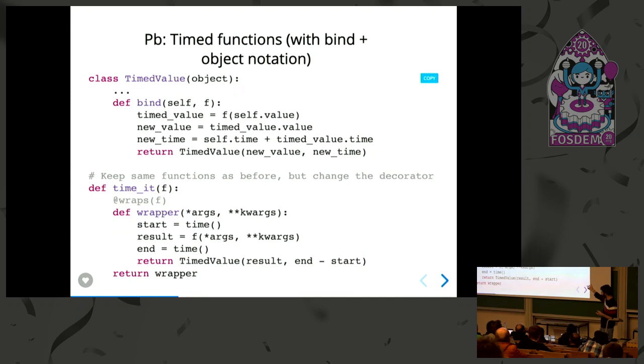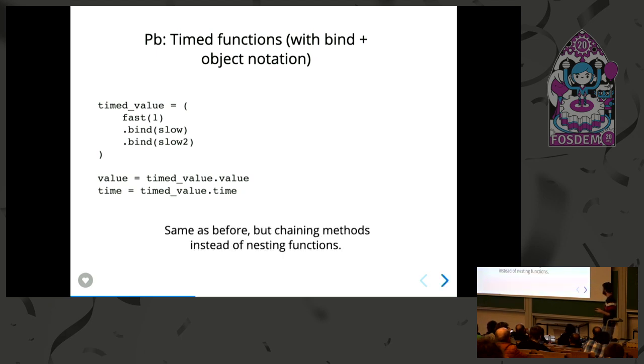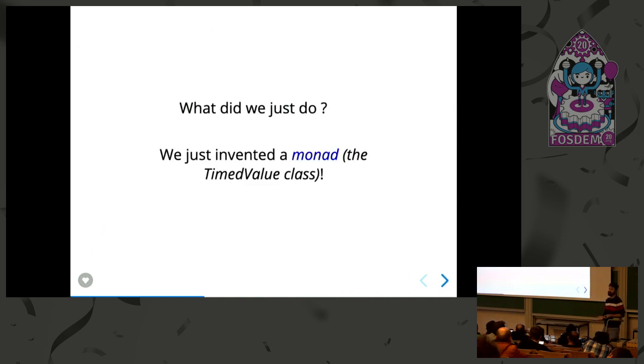So we have to update our previous decorator to take the new class into account. And we can arrive at this result, and solve the problem this way. It's the same as before, but we are chaining methods instead of nesting functions, which can arguably be easier to read. So what did we just do? We just invented a monad, the TimeValue class.